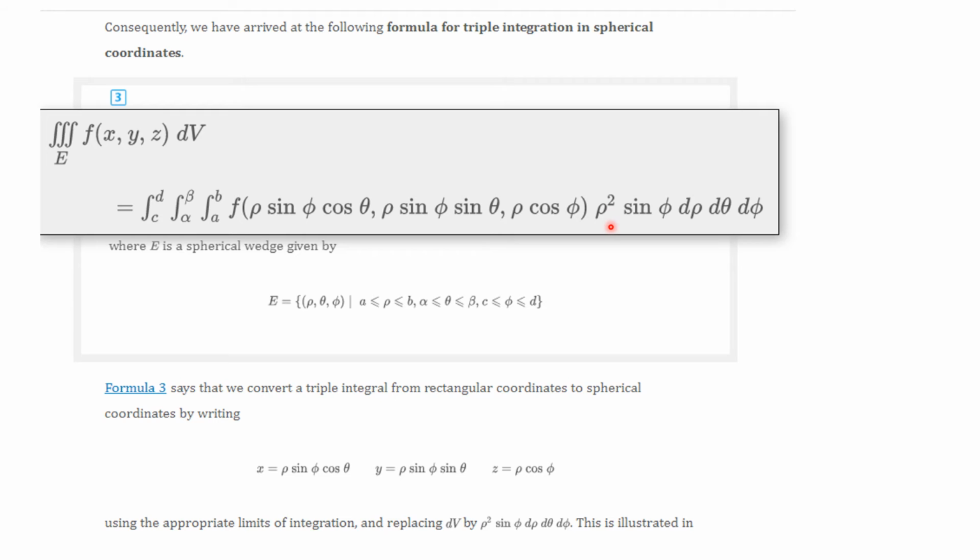This is really just, in polar coordinates, the same thing as r, except it's not really just r, but it's the same concept. dA became r dr d theta, and so dV becomes rho squared sine phi, d rho, d theta, d phi. And this is what the spherical wedge is. Now this formula says that we convert a triple integral from rectangular coordinates by introducing these and using the appropriate limits of integration, and we replace dV by rho squared sine phi, d rho, d phi, d theta.